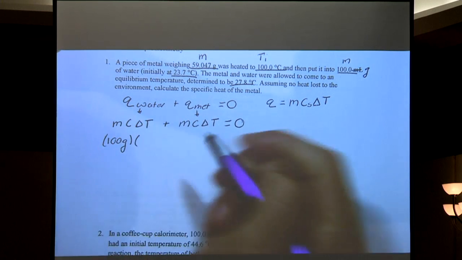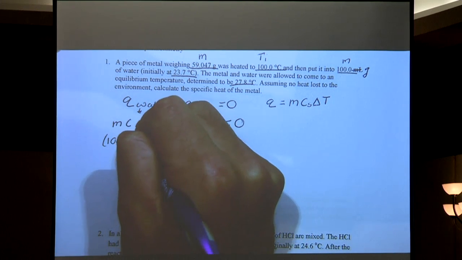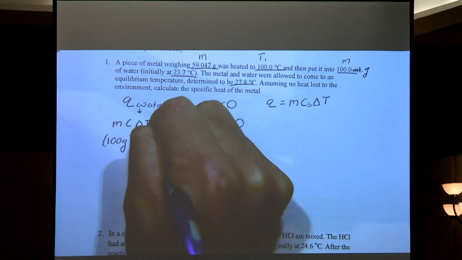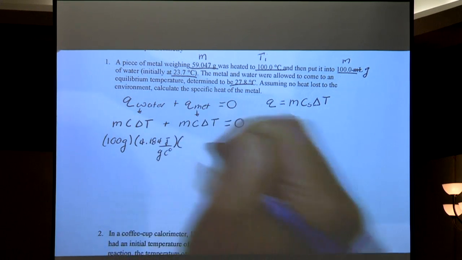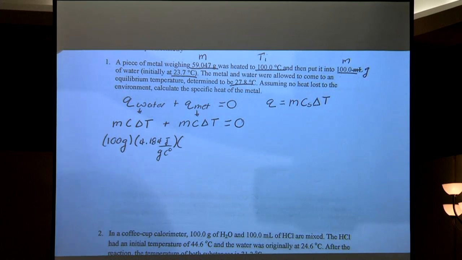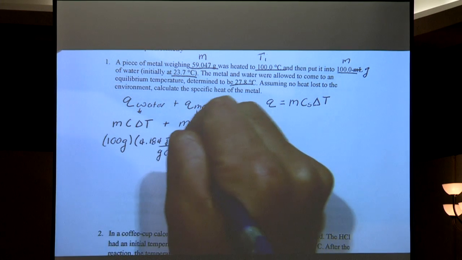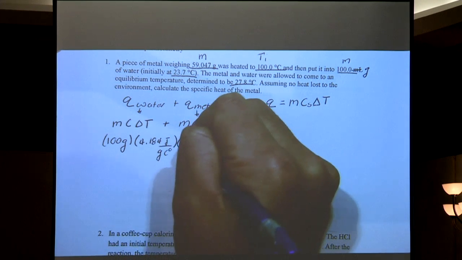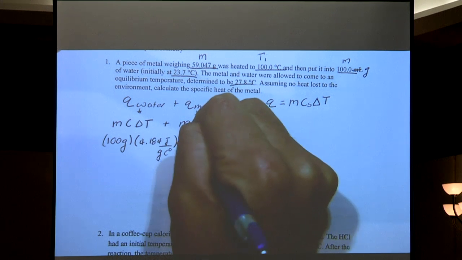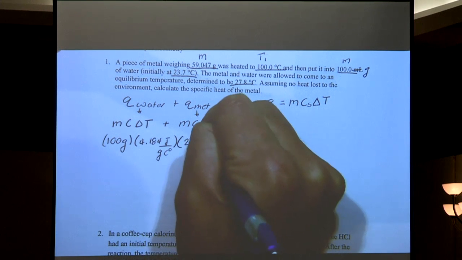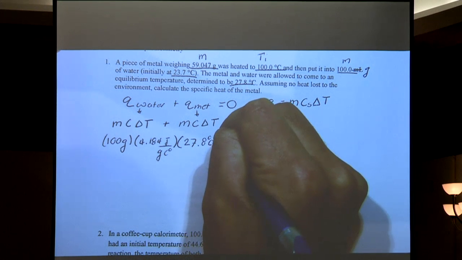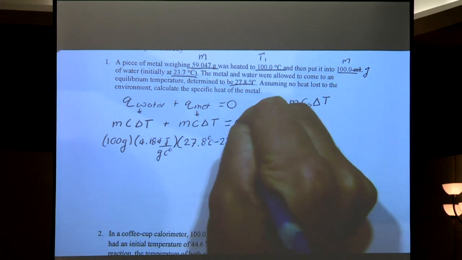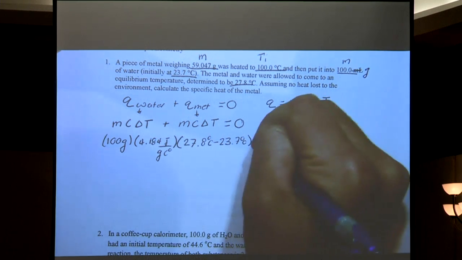What's my C for water? 4.184 joules per gram times degrees Celsius. What's my delta T for water? What's my TF? 27.8 degrees Celsius minus my TI, which is 23.7 degrees Celsius.